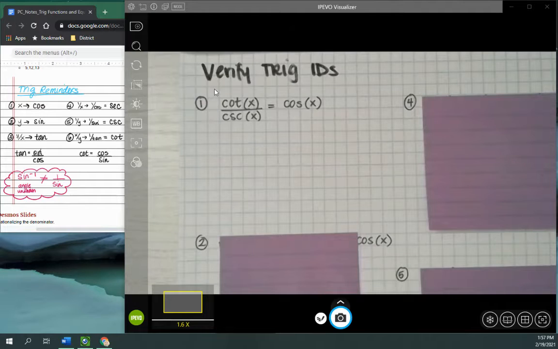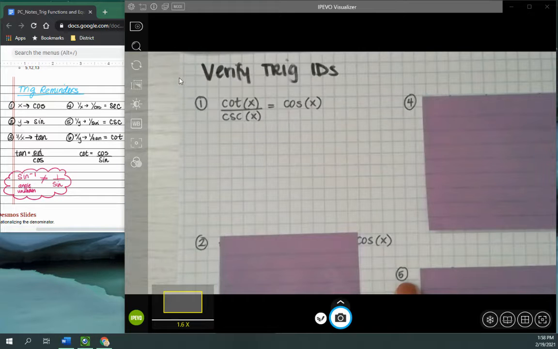This video is practice verifying trig identities. So here is a basic equation setup, and we need to use our trig values to help us make sure or verify that the left side is equal to the right side. There are 5 examples in this video, so feel free to fast forward if you need to.